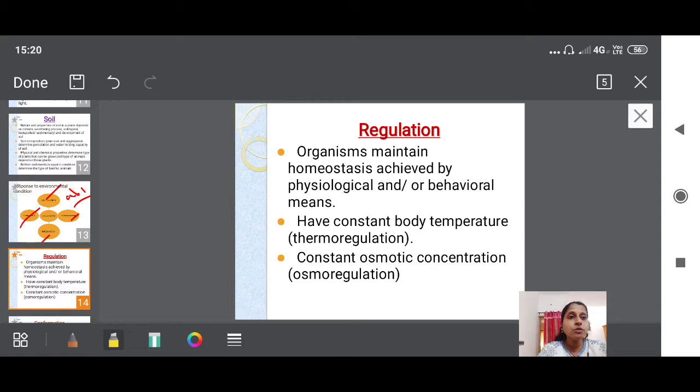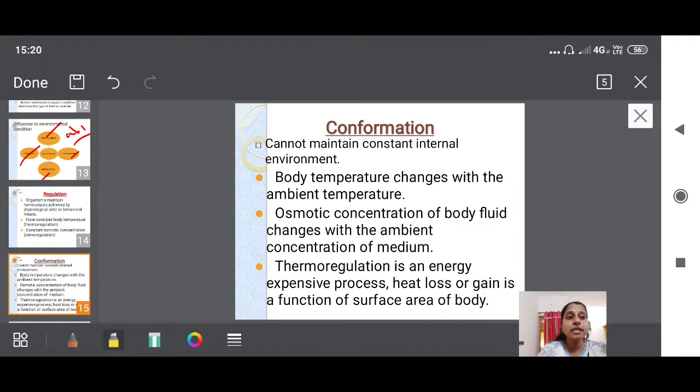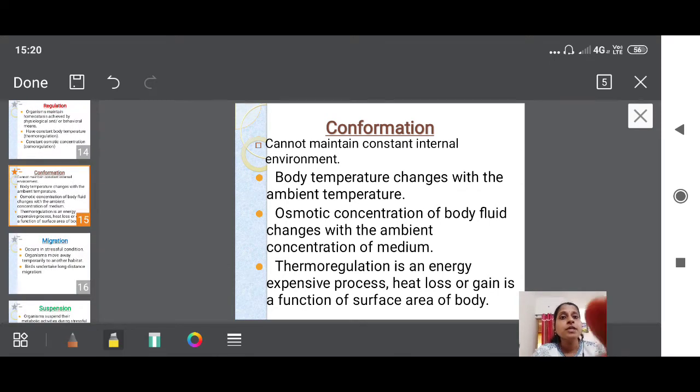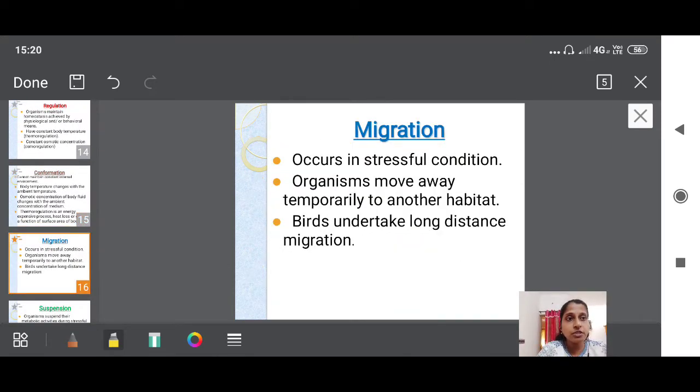Now, moving to the next one, how do we regulate our body temperature? By thermoregulation or by osmoregulation. And next, when you look at conformers, they cannot maintain a constant body temperature, so their temperature changes with the change in the environment. That is what we saw about conformation. Clear? Then we went on to migration. Migration we have already discussed, migrating from one place to another.